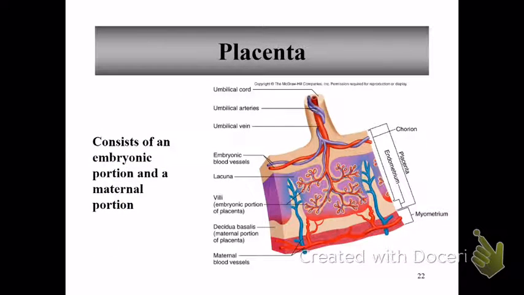Okay, consists of embryonic portion and maternal portion. So you can see it over there on the side. A little bit of the baby's, a little bit of the mama's. And you'll see it's attached to the umbilical cord. Let's go with my yellow highlighter here. It's attached to the umbilical cord. Okay, I also want to point out the embryonic blood vessels. And then I also want to point out the maternal blood vessels there.